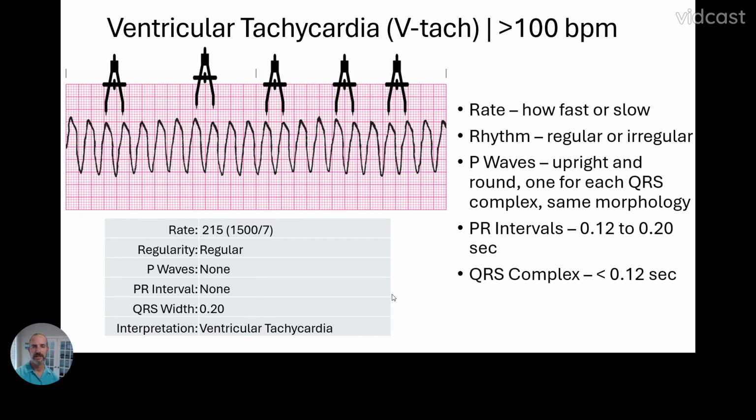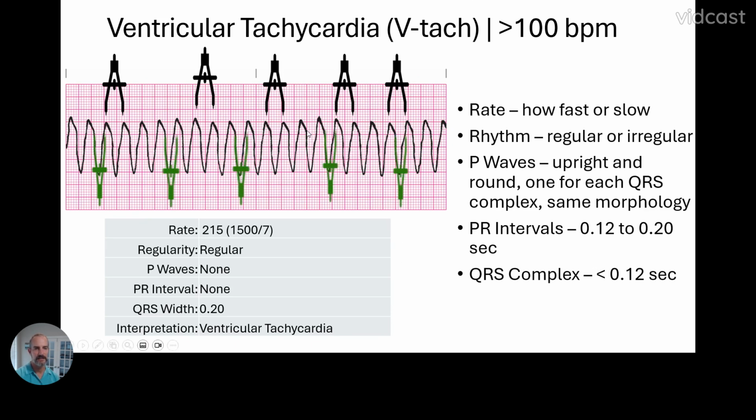Keep up with good habits, and so you can see the regularity there is the same. You've got about 7 small boxes apart, giving us a speed of about 215. So it is regular. There's no P waves there, therefore there's no PR interval to measure, and our QRS width is 0.2 seconds. All right, and so how did I get that?